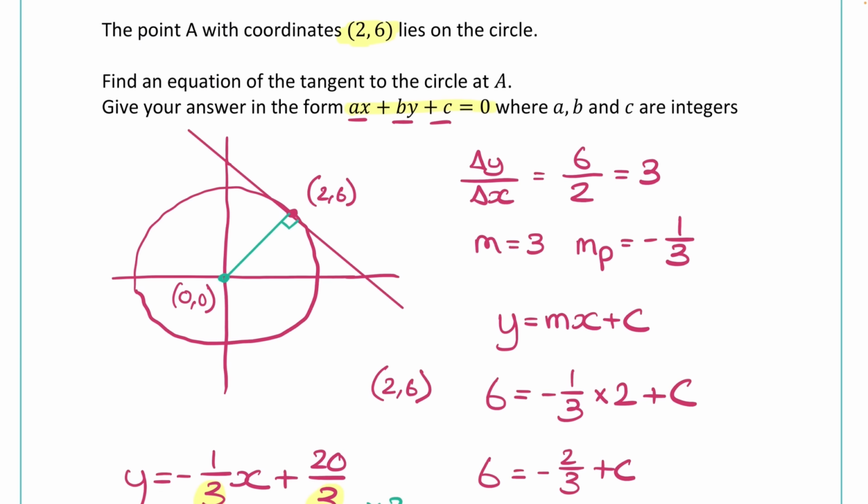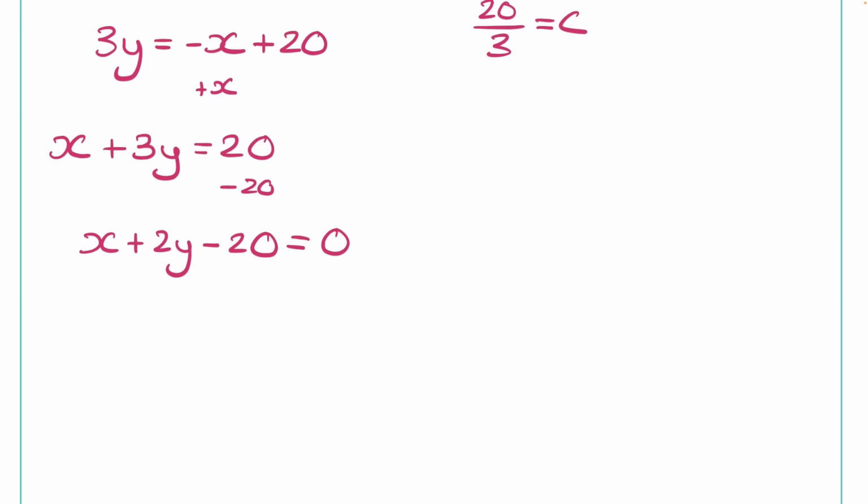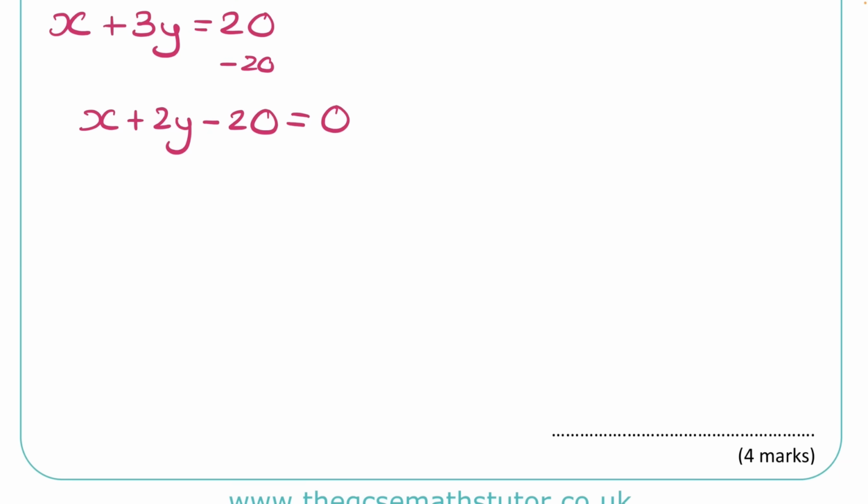Now it did say ax plus by plus c. You'll notice there's not a number written in front of x, and that's just because it's 1. Of course we don't need to write that in, but there is our equation of the line written in that form. So x plus 3y minus 20 equals 0. And there we go, there is a tangent to a circle and the tangent written in a specific form.